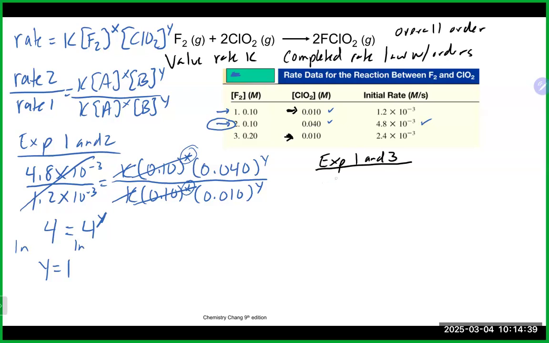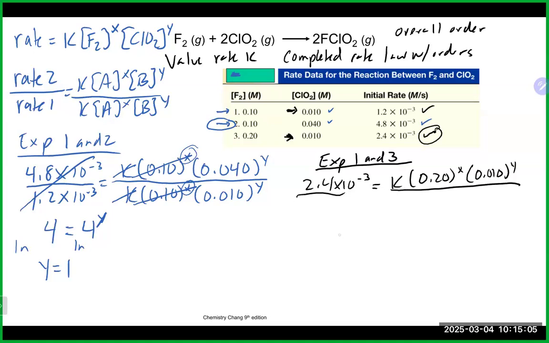Again, I'm going to pick experiment 3 to go up on top as it has the larger rate. That should give me slightly better whole numbers. As I mentioned earlier, you don't necessarily have to do that. You could do it the other way. You'll just get more decimal numbers, but it works out the same. So again, up on top is everything from experiment 3. On the bottom, I'm going to go with experiment 1.